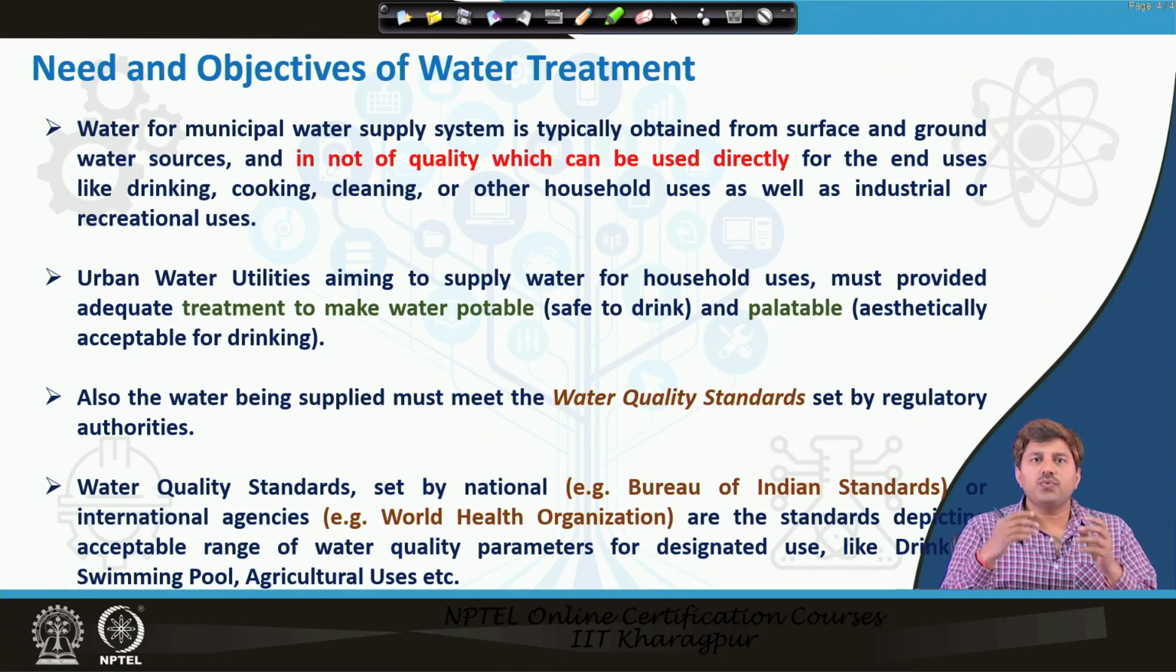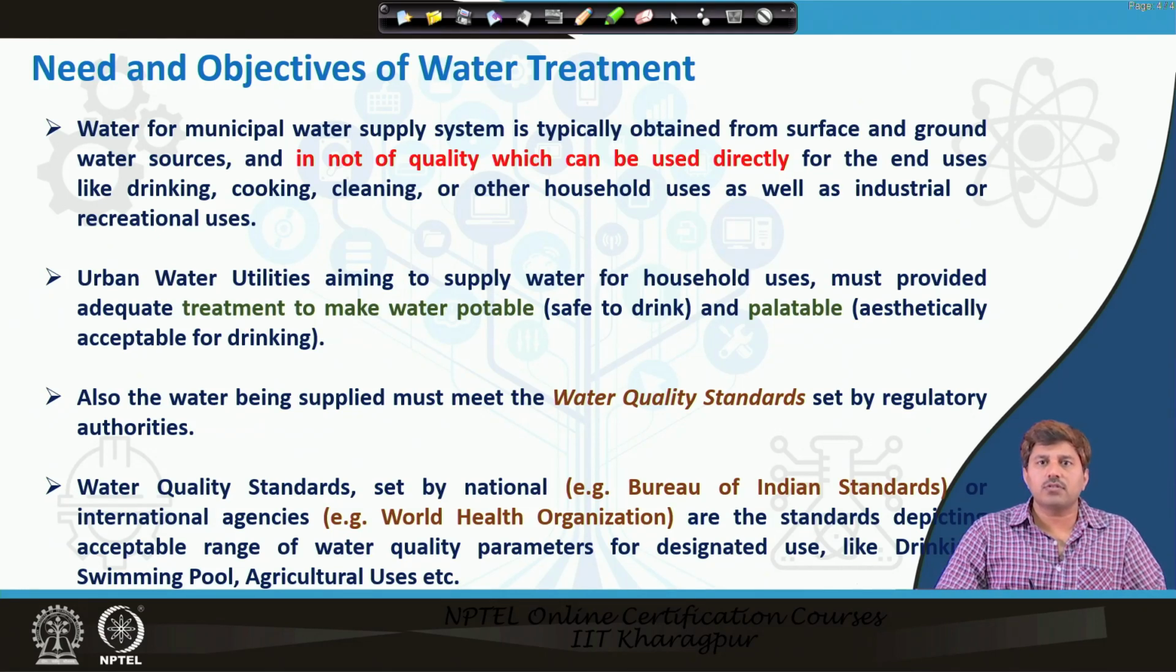The urban water utilities which aim at water supply for households must provide this adequate level of treatment to make the water potable as well as palatable. So, as we discussed during the discussion on water rights also, the two important points under the right to water are that water should be safe and acceptable. Safe means safe to drink, chemically safe, free from pollutants or contaminants, and the other was acceptable. Acceptable means aesthetically acceptable for drinking purpose.